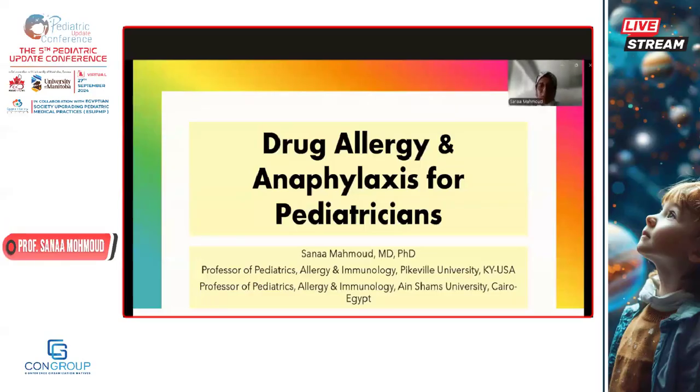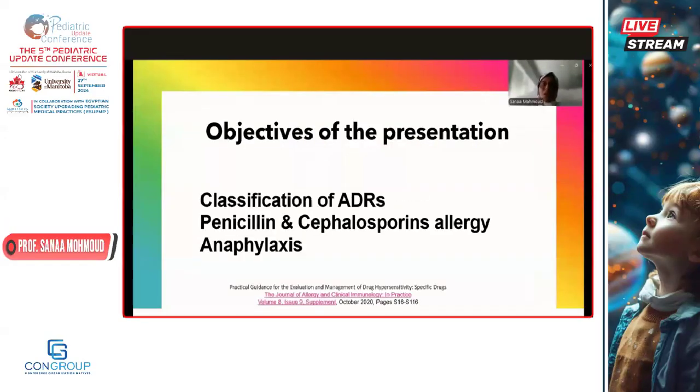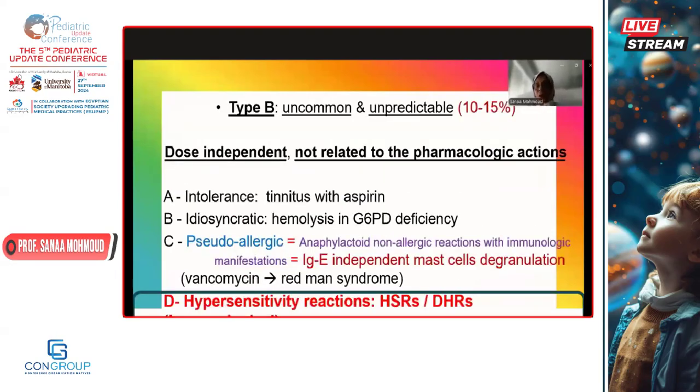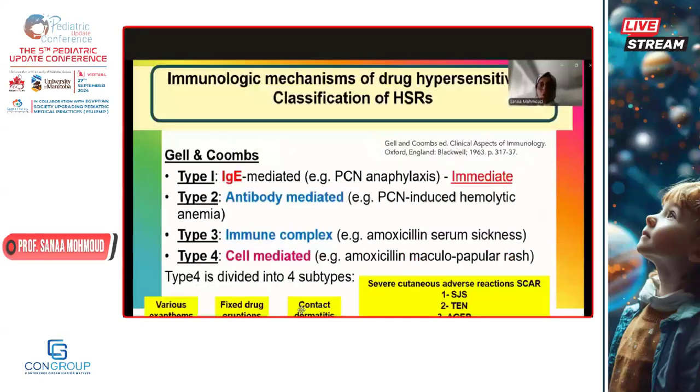This talk, I have no conflict of interest, and the objectives are to talk a little bit about the classification of adverse drug reactions, penicillin and cephalosporin allergy, and anaphylaxis. I'm not going to talk about the most common side effects, which are related to overdose, side effects, secondary effects, or drug-to-drug interactions. But there are uncommon ones, and the most important of the uncommon are the immunologic or what we call hypersensitivity reactions. Those are type B reactions, and they are related to the activation of the immune system.